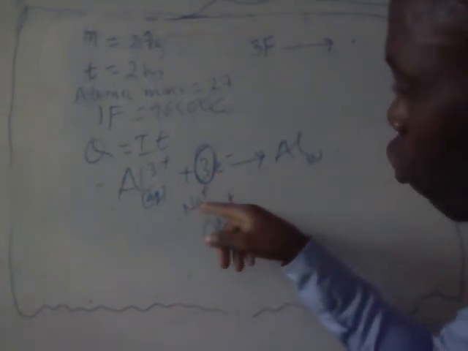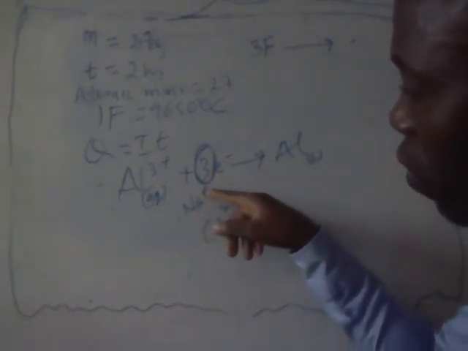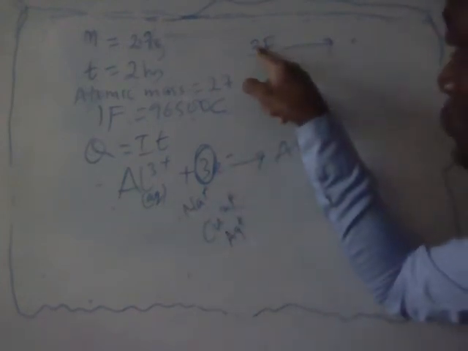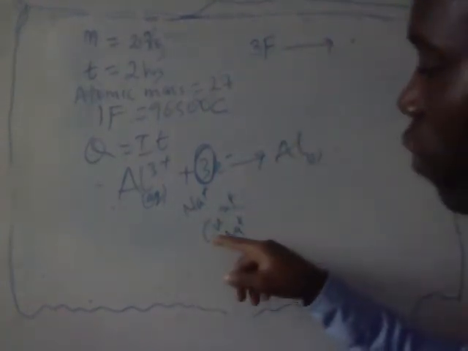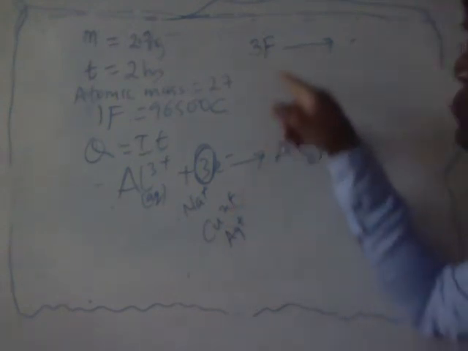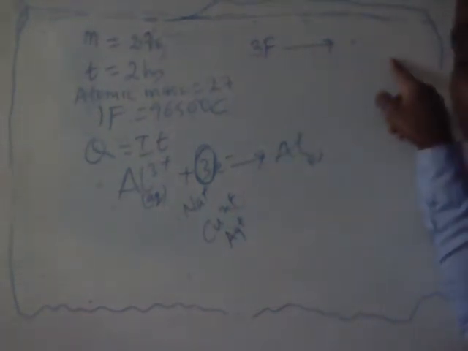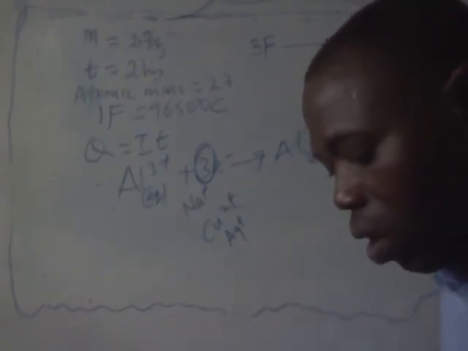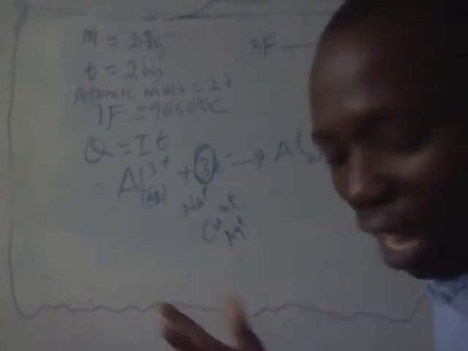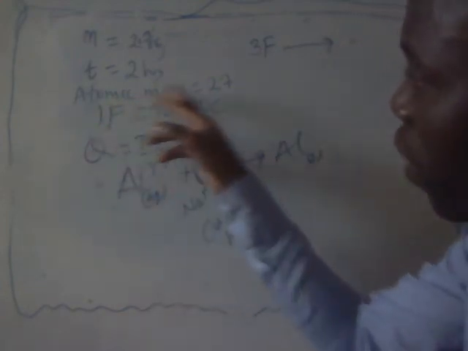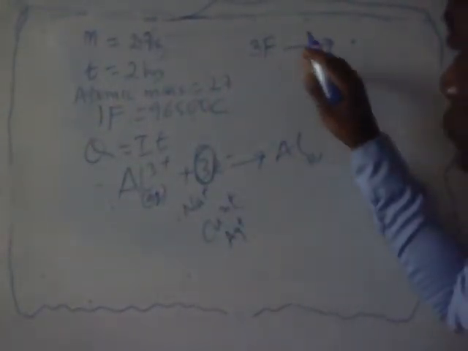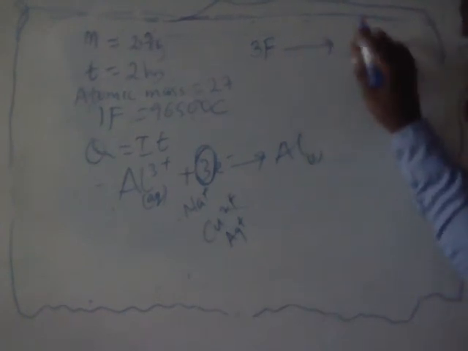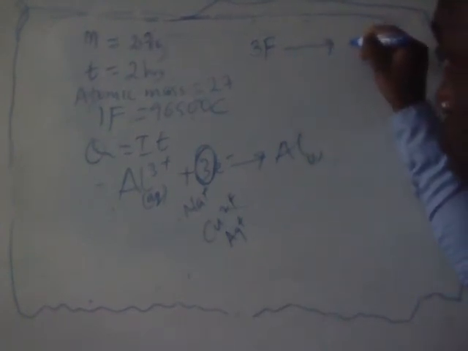If you have sodium ions, which is plus 1, you say 1 Faraday is equivalent to 1 mole. This is copper 2 ions, which is 2 plus. You say 2 Faraday is equivalent to 1 mole of the element. And 1 mole of any element is its atomic mass. That's why we are given the atomic mass of aluminium as 27. So 3 Faraday of electricity will discharge 1 mole of aluminium, and 1 mole of aluminium is 27 grams.